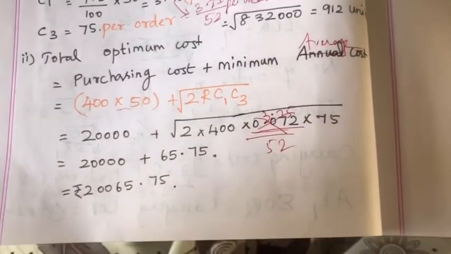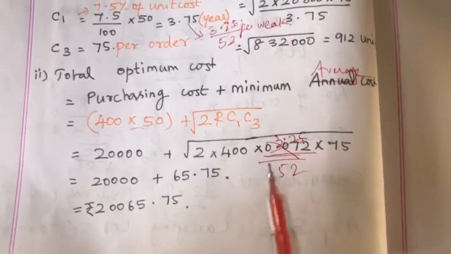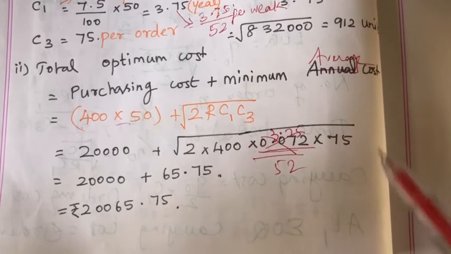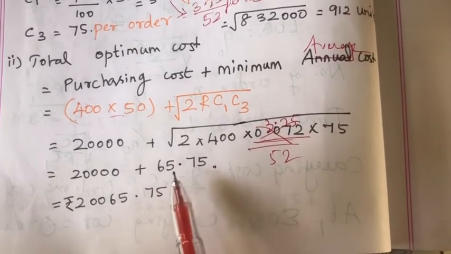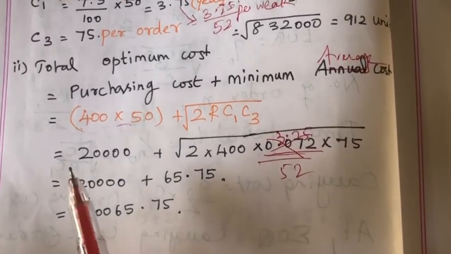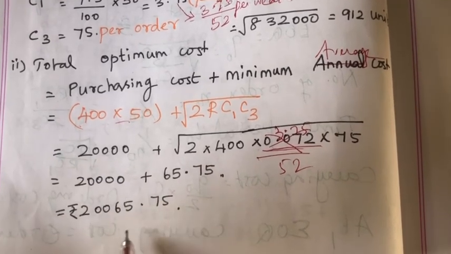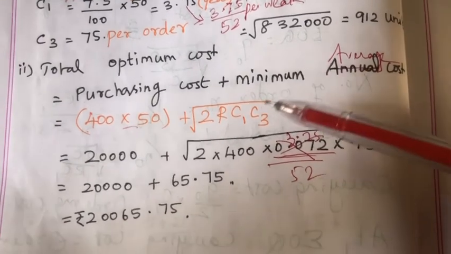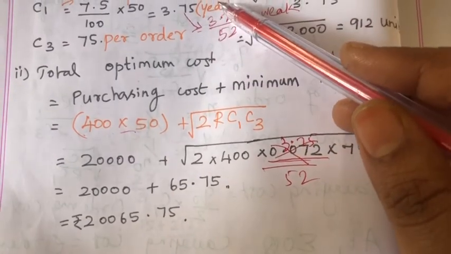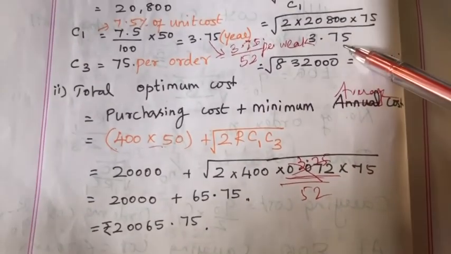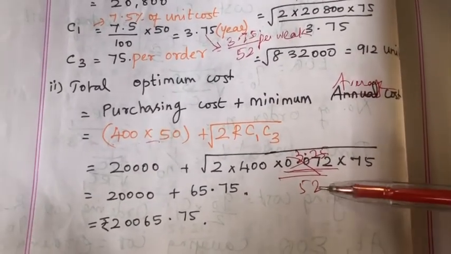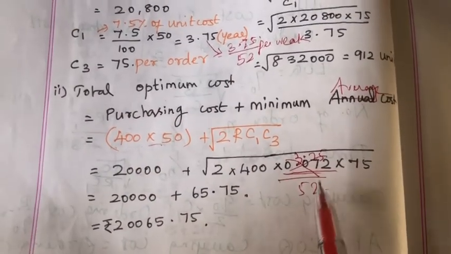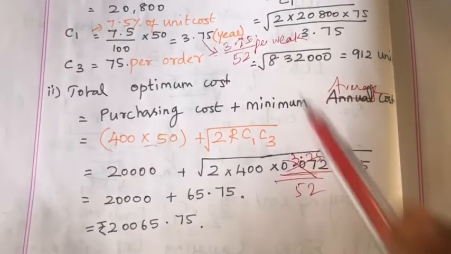For a year, and here for a week we are calculating. So, it is 3.75 divided by 52 into 75. While doing the simplification, I get it as 65.75. While adding it with 20,000, I get 20,065.75. Here we calculated C1 per year, that is what we are using, but to find the total optimum cost, we need to divide it by 52.